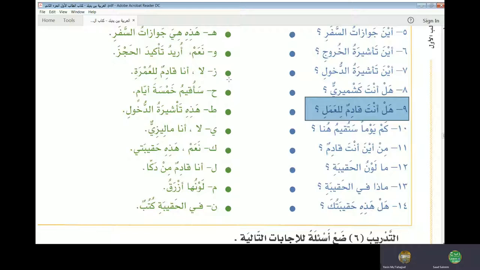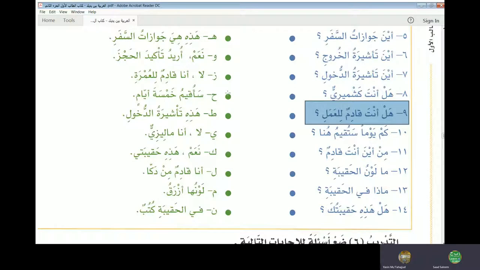Where is this written? It's written on the word. No, no, wrong.